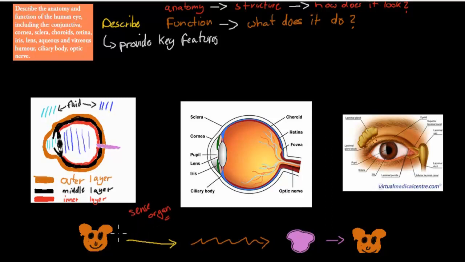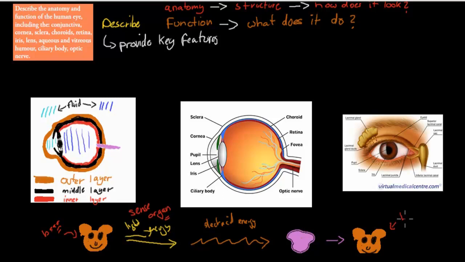So the example would be if we see a bear, right? We won't be able to see an image of the bear unless we change light. So this bear will emit light, and we need to change this light energy into electrical energy. And once we've changed light energy into electrical energy, we need to send that impulse via neurons to the brain, and then the brain itself gives us the image of the bear.